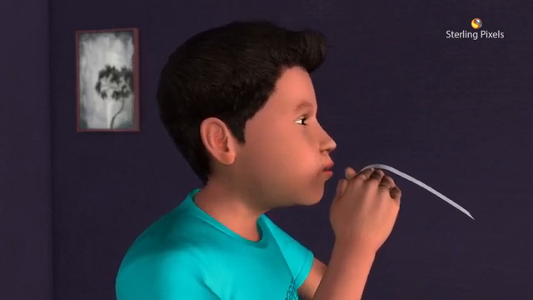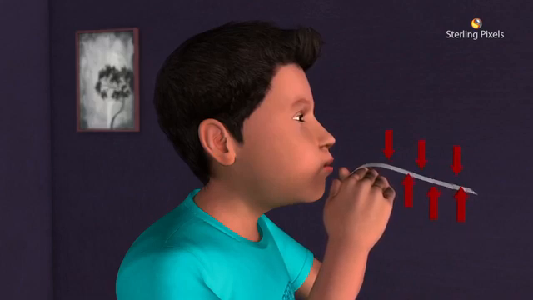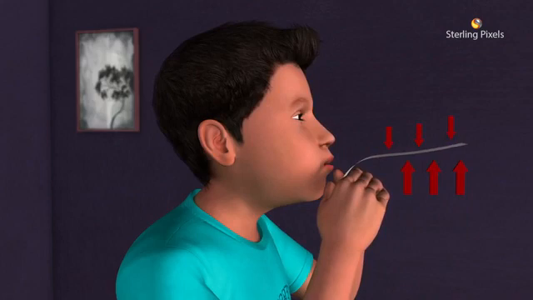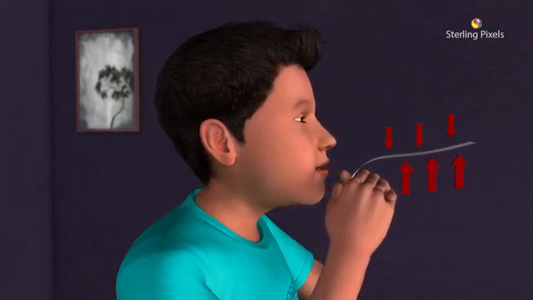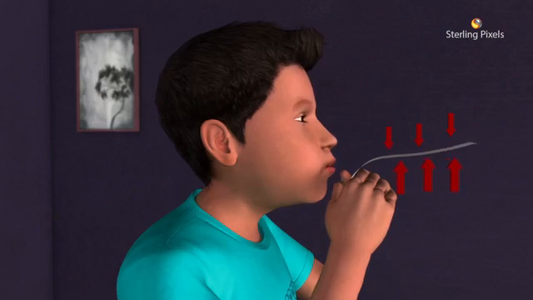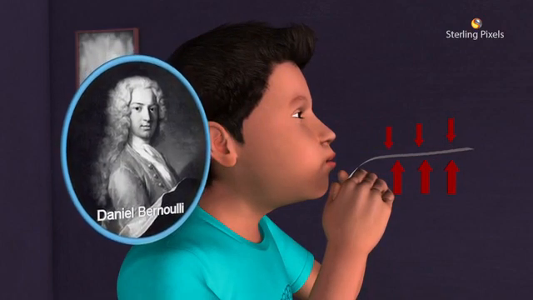Now, blow harder over the paper. You see that the paper strip rises even more, as the air pressure above the paper gets lowered even further, making it easier for the greater air pressure below to push the paper further up. Thus, we have seen that when air moves with an increased speed, its pressure drops. This was first observed by the Swiss mathematician Daniel Bernoulli.